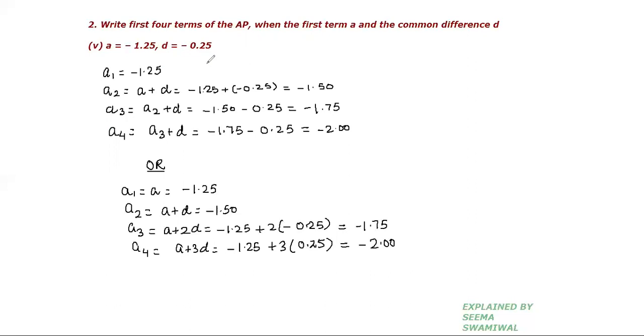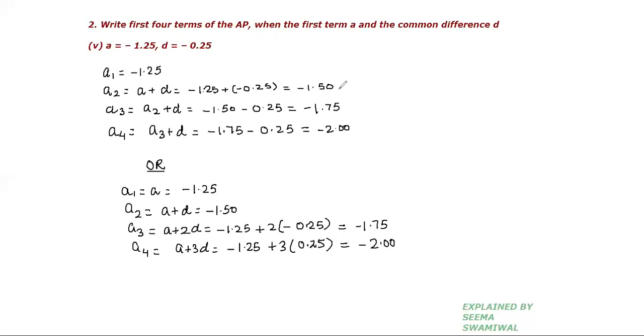If you add the common difference to the previous term, you will get the next term of the AP. So if you have the first term as minus 1.25 and the difference as minus 0.25, you will add this difference to the first term, and you will get the next term of the AP. To find the second term, add the common difference to the first one. The first one is minus 1.25, add minus 0.25 to it, and it gives you the second term of the AP as minus 1.50.